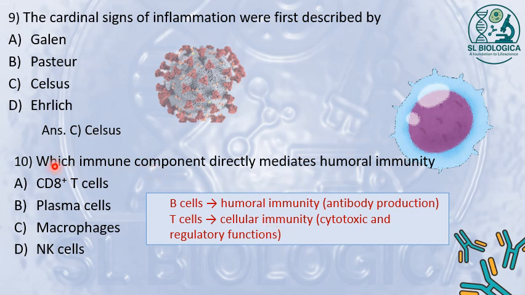So the question is which immune component directly mediates humoral immunity? So now we know that it is the plasma cells. We know that B cells upon activation will be differentiating into plasma cells and effector cells. So obviously the answer is plasma cells, which is mediating the humoral immunity. So the correct answer is option B, plasma cells.